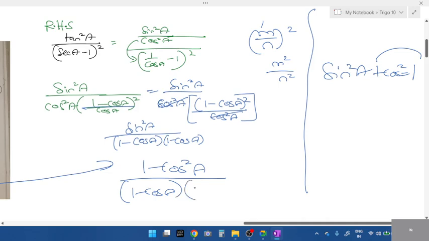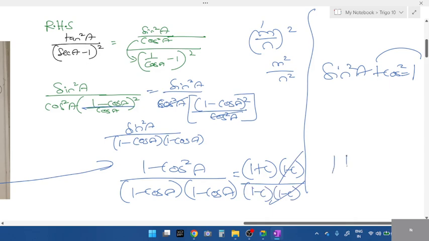So what is 1 minus cos square A? How does it look like? a plus b into a minus b, right? See, these two get cancelled. Are we getting 1 plus cos A into 1 minus cos A, students? Are we getting the answer? Even like this, that's all.